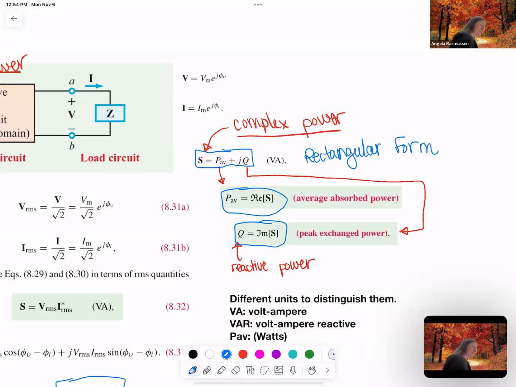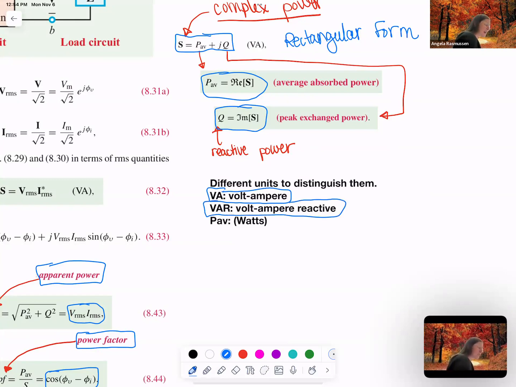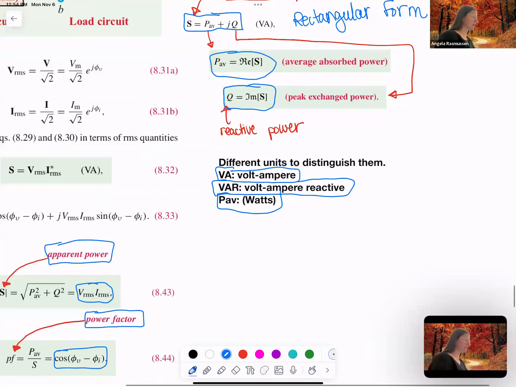And you're going to love this too. So new units. We have volt ampere, VAR, volt ampere reactive, and average power is going to be in watts. That one we know. The other two are new. So you get new terms. And if you ever work on power systems, you're going to start to see volt amperes and volt ampere reactive, VAR and VA.